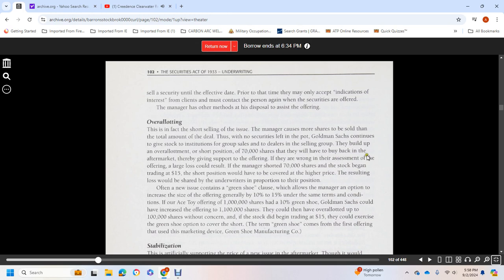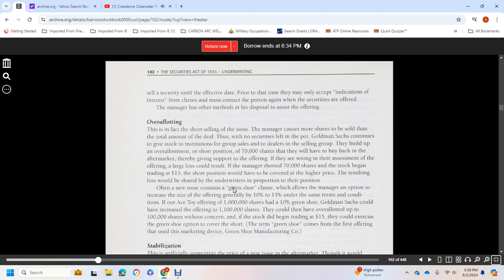If they were wrong in the assessment of the offering, a large loss could result if the manager were short 70,000 shares and the stock began trading at $15. The short position would have to be covered at a higher price. The resulting loss would be shared by the underwriters in proportion to their positions.